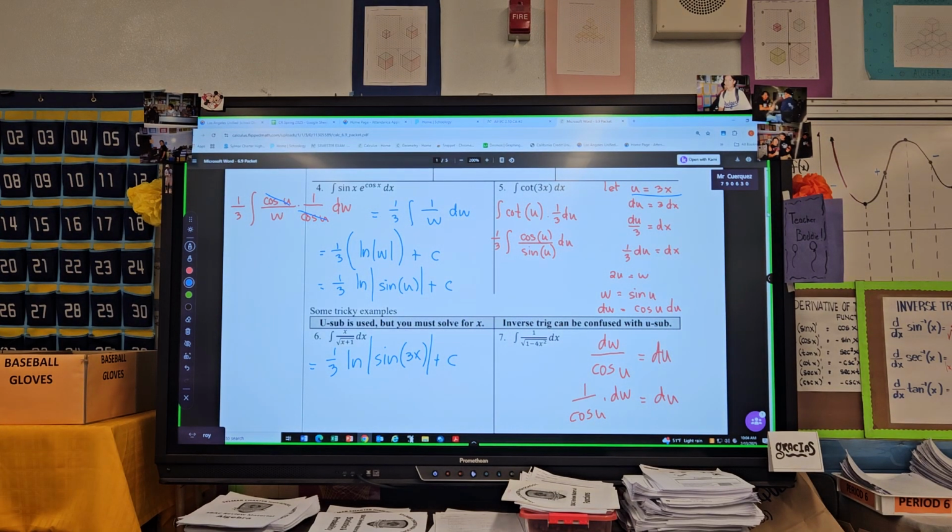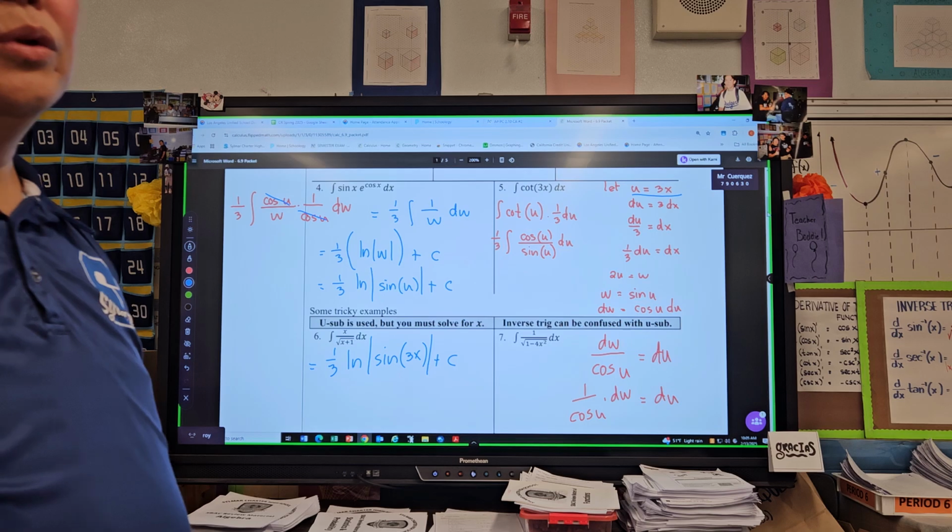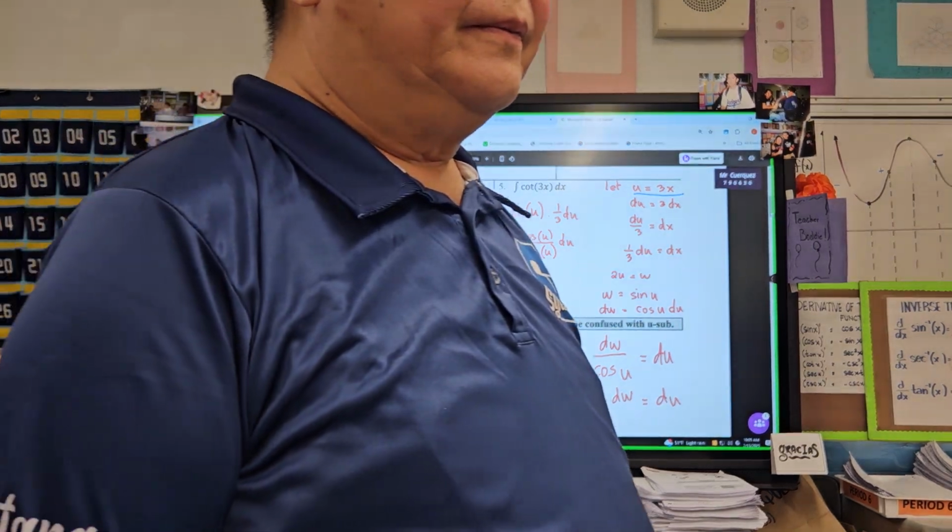Yes, Chris. I have a question. Is that absolute value or is that a bracket next to the sine? To be safe, we do absolute value. Okay.